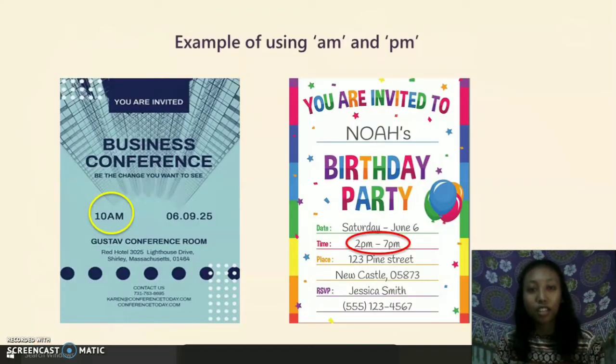And here are the examples of using AM and PM. For the business conference invitation, the time is written 10 a.m. It means that the conference will be held at 10 o'clock in the morning, while for the birthday invitation, the time is written 2 p.m. until 7 p.m. It means that the party will be held at 2 o'clock in the afternoon until 7 o'clock in the evening. Do you get it?